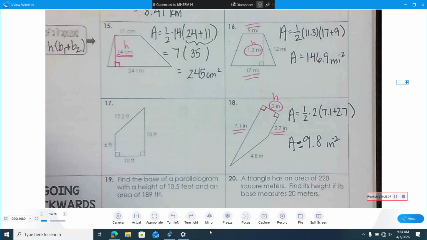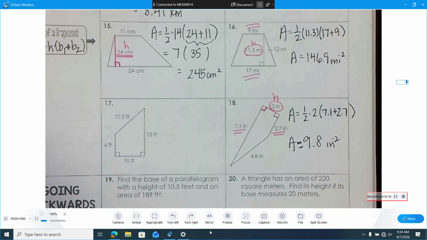Okay, do you have questions for me? Okay. You guys have a delta math.